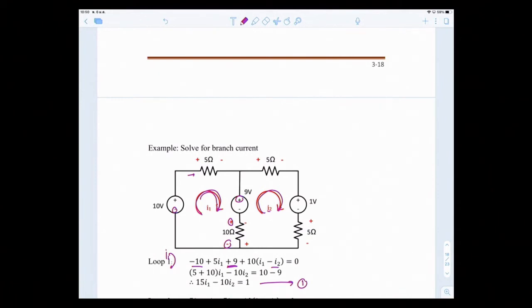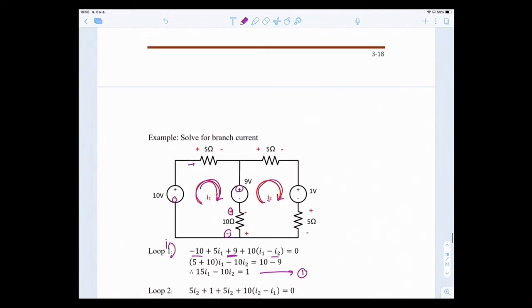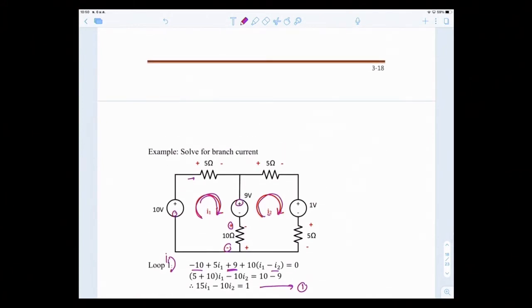Okay, then mesh I2. Look at mesh I2, so KVL for I2. It will be the voltage drop across the 5 ohms plus 1 here, plus the voltage drop across another 5 ohms right here. Then plus the voltage drop across the 10 ohms. Then you see minus 9 equal to 0.